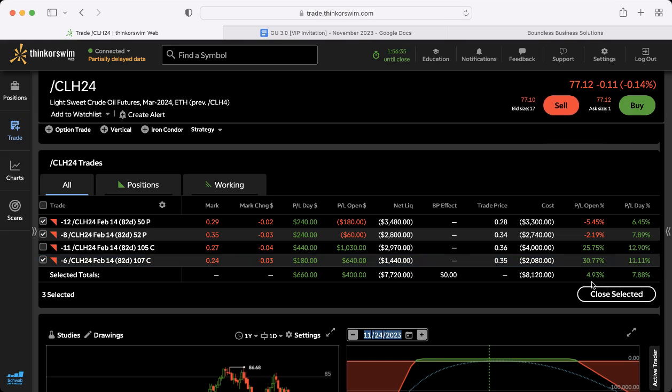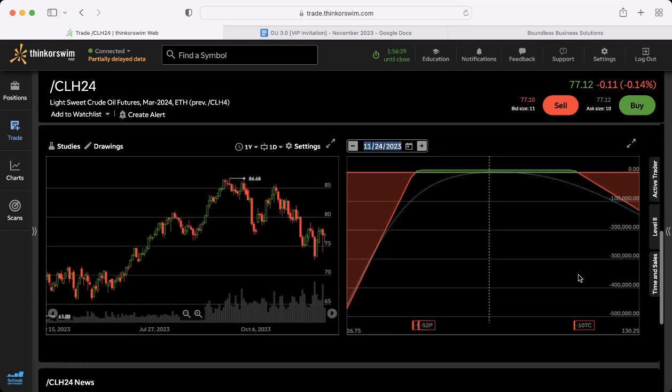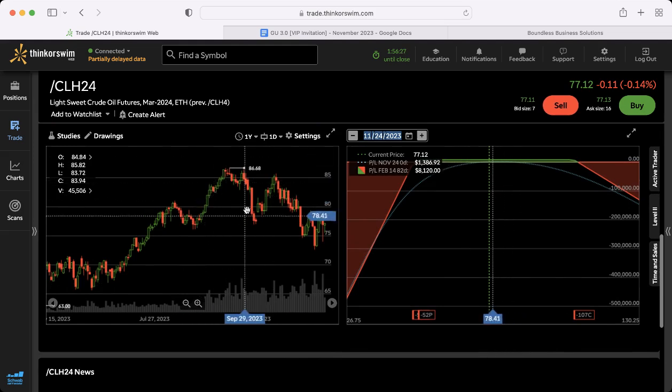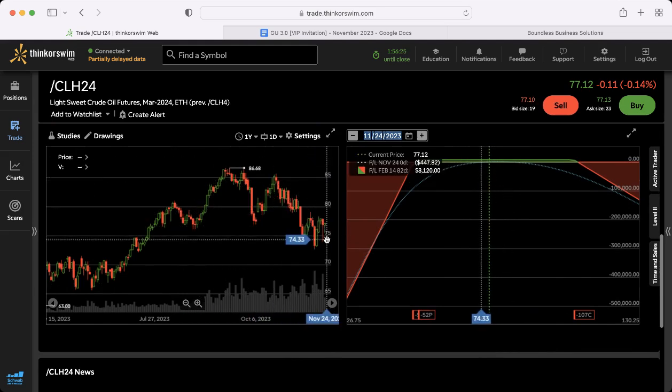Overall, for the day, I'm up 4.93%, and my open positions are up 7.88. So if we scroll down here, we can see the chart. We can see the price action. Here is today's price right here.